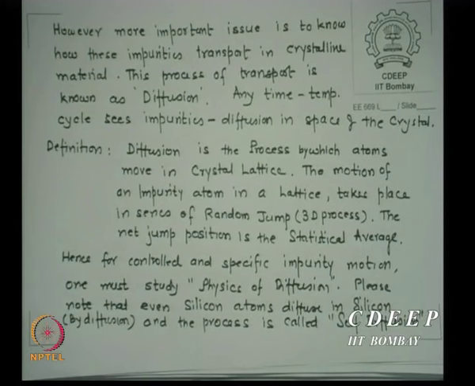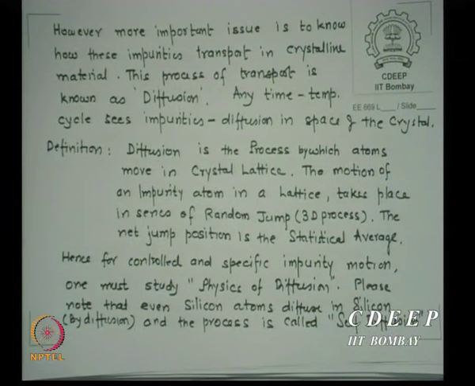However, a more important issue than all that I said so far is to know how these impurities transport in crystalline silicon or material. This process of transport is known as diffusion. Any time a time temperature cycle is applied to silicon or any substrate or wafer, which may have had any other process done earlier, the wafer sees a certain temperature for a given time. Whether it is larger time with smaller temperature, larger temperature with smaller time, or larger temperature with larger time, the impurities which are already inside will get energized and will start moving. This process is called diffusion. We'll see this.